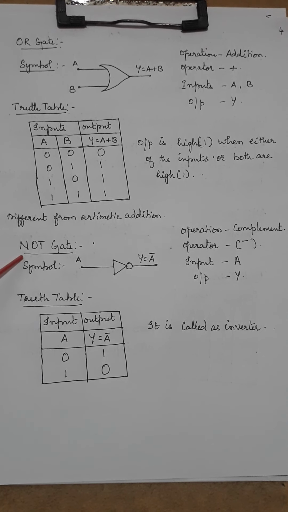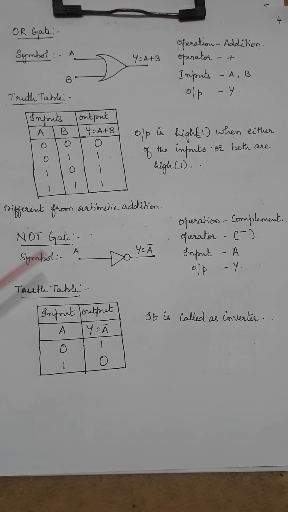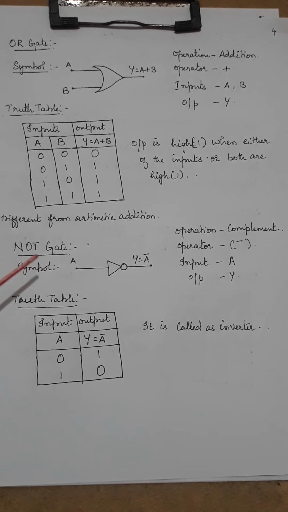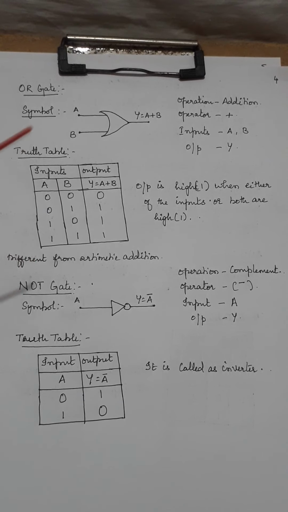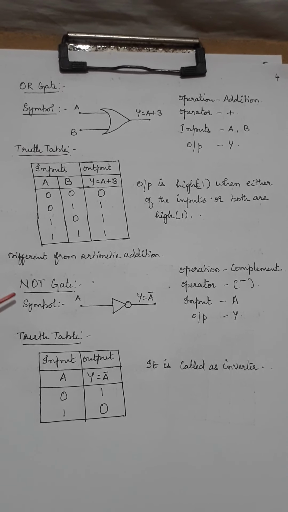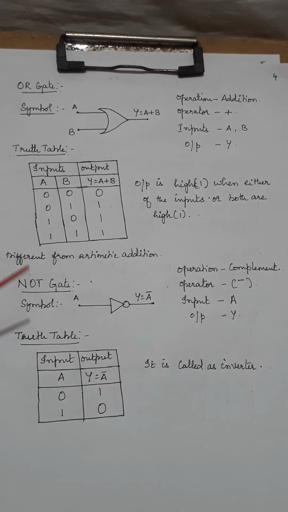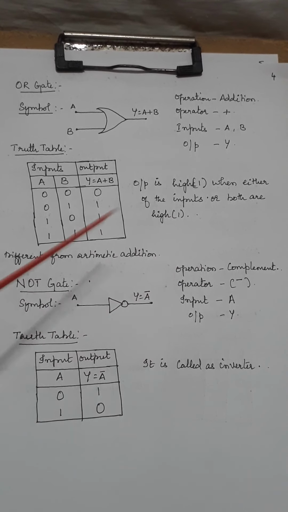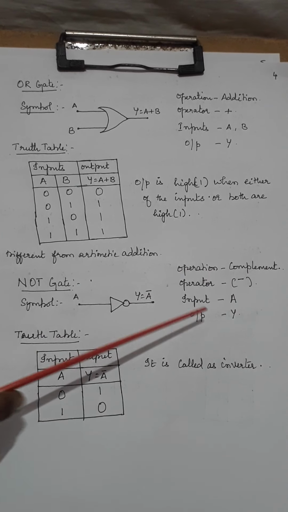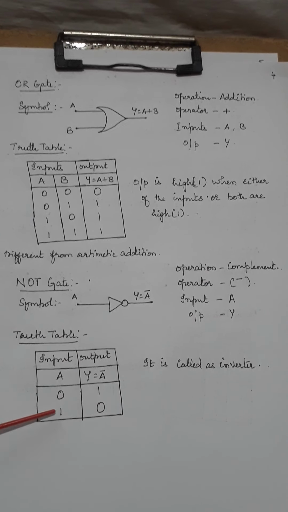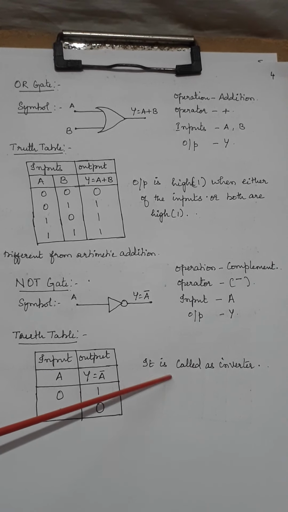Now moving on to the NOT gate. The meaning of NOT gate is nothing but complement. So you understood the OR gate. Now we'll move on to the NOT gate. So the NOT gate is nothing but the complement which reverses the input. It just reverses. If it is 0, it gives you 1. If it is 1, it gives you 0. That is why it is called an inverter.